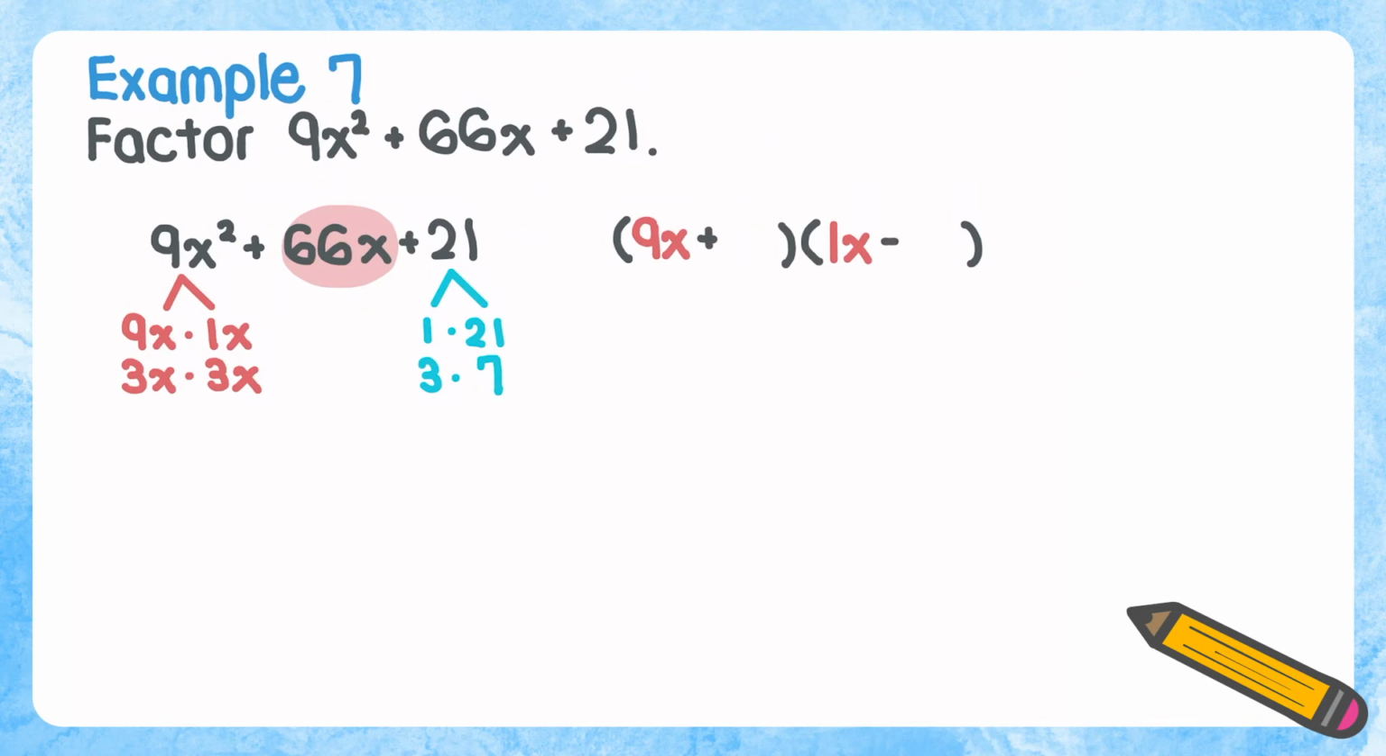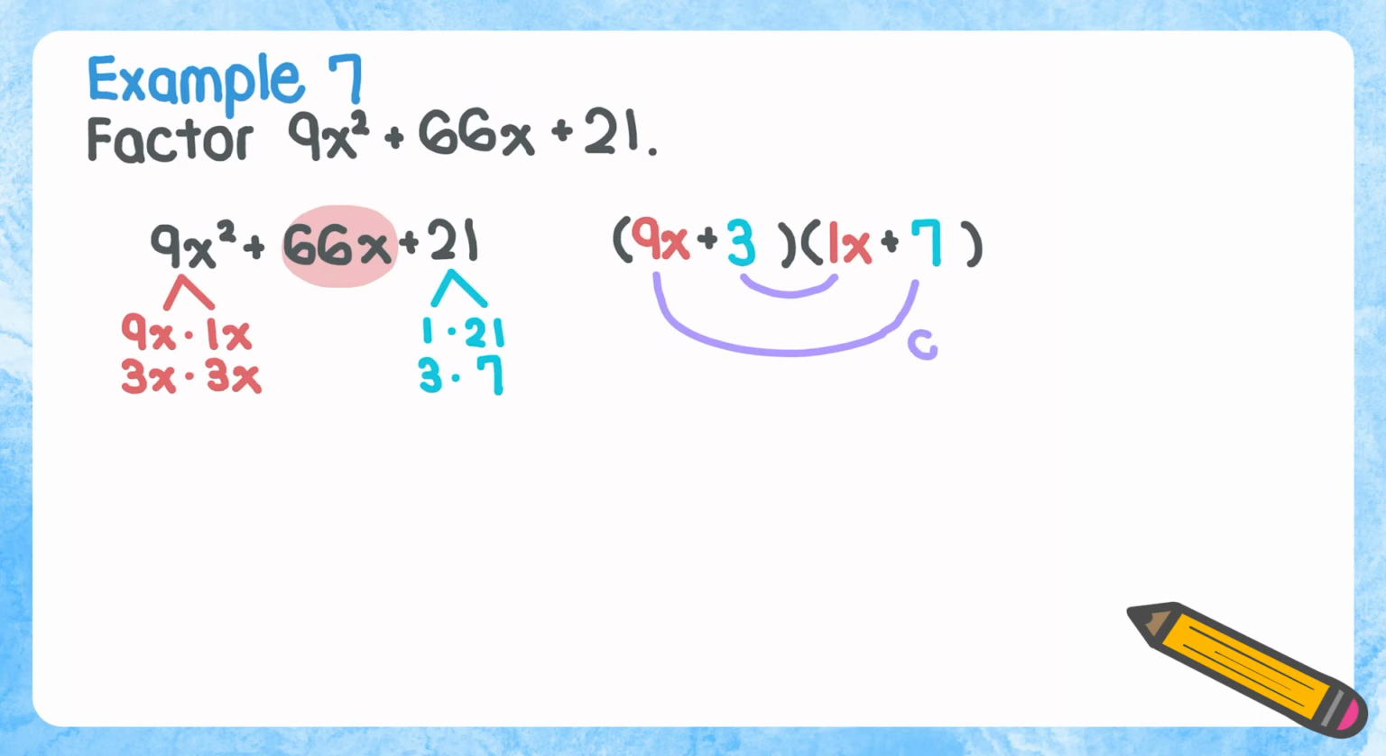So 9x plus something and 1x plus something. Let's think about which combination I want to use. The 1 and 21 seems a little iffy, so I'm going to try this 3 and 7 combination. So what do we do to check if this is correct? We're going to multiply the two outside terms together and the two inside terms.